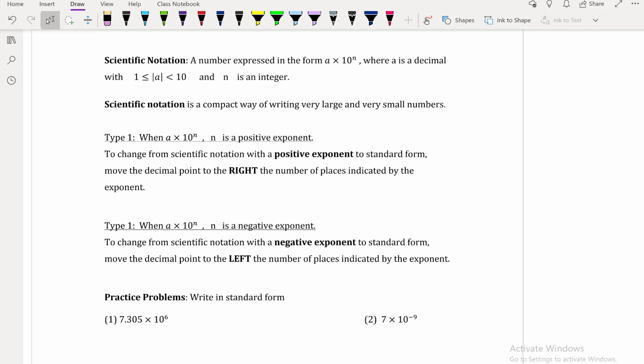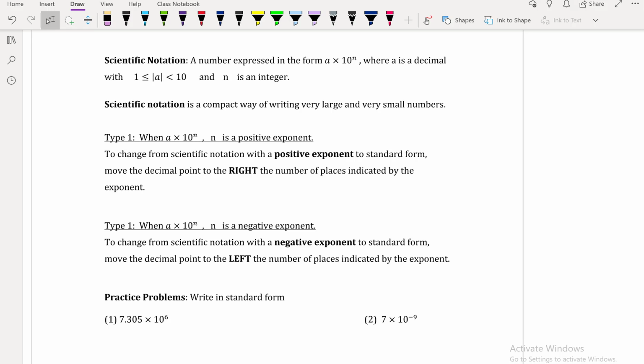Now let's talk a little bit about scientific notation. A number expressed in the form a times 10 to the n, where a is a decimal whose absolute value is between 1 and 10, and n is an integer. Scientific notation is a compact way of writing very large and very small numbers.